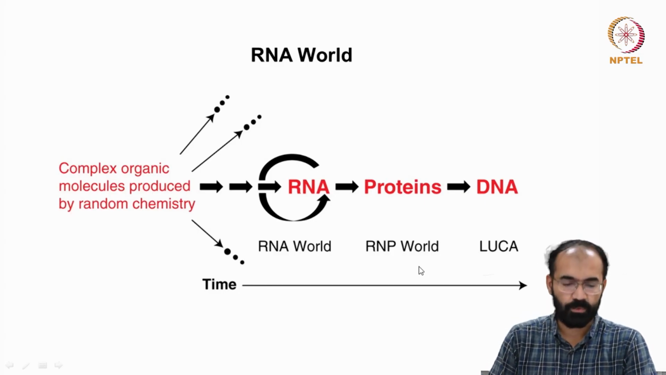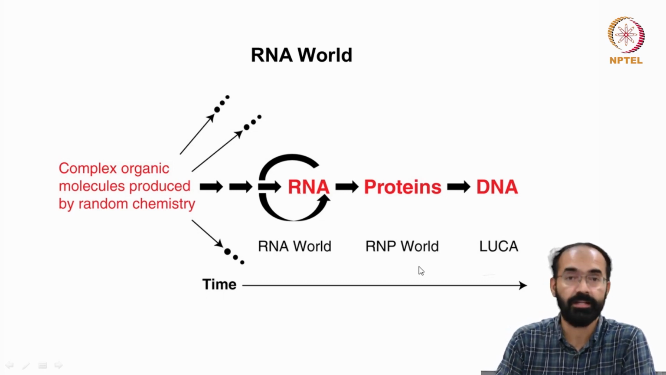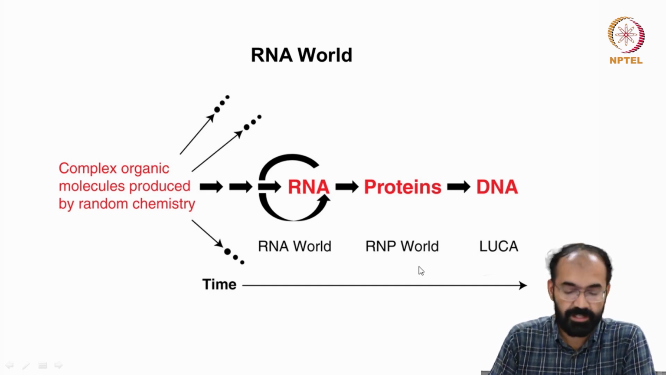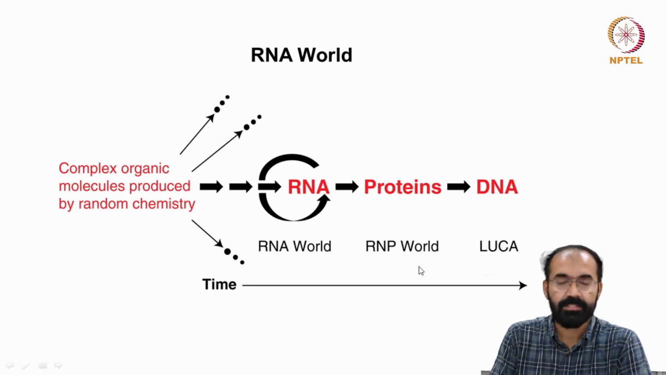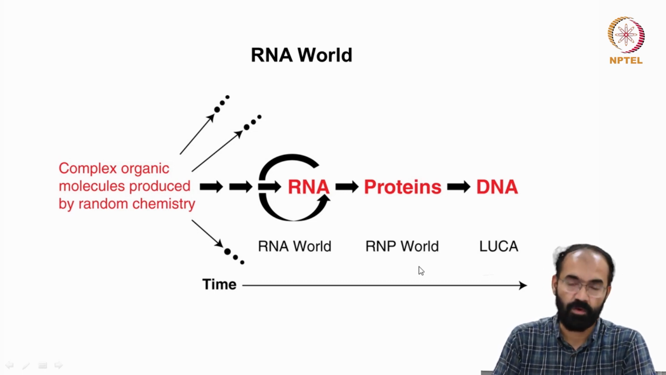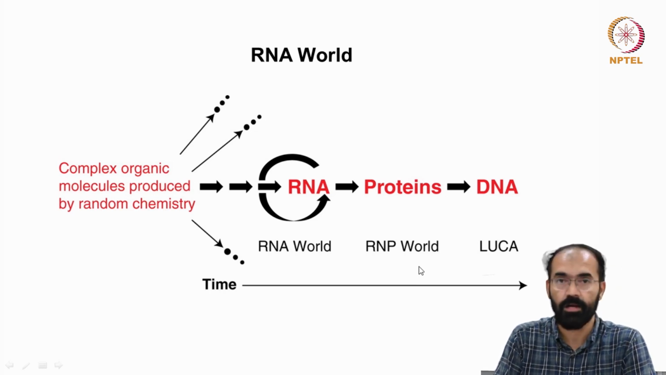Welcome back to the continuation of another class of RNA biology. So we were here in the last class, where we reached up to LUCA, that is, the last universal common ancestor. And this LUCA has acted as the fundamental life form which eventually evolved into unicellular and multicellular organisms.